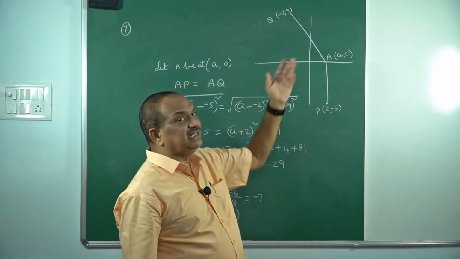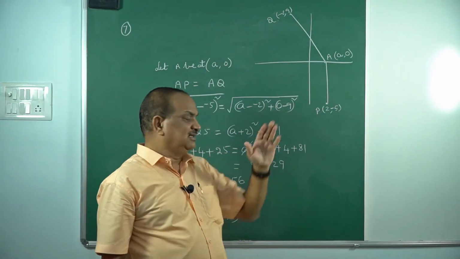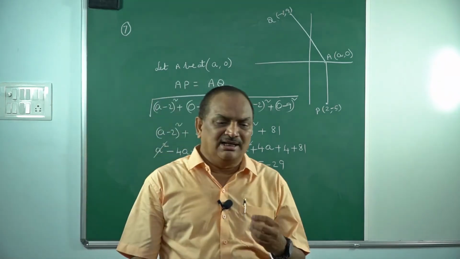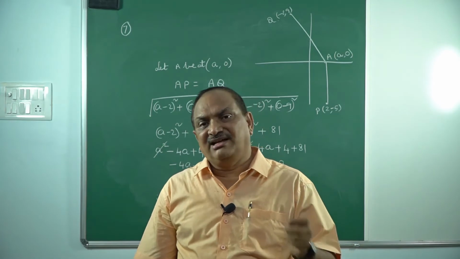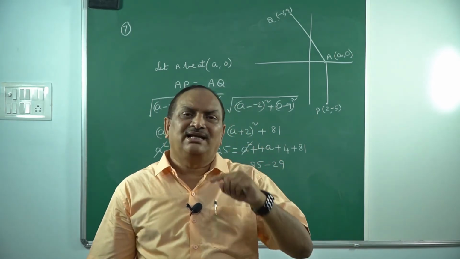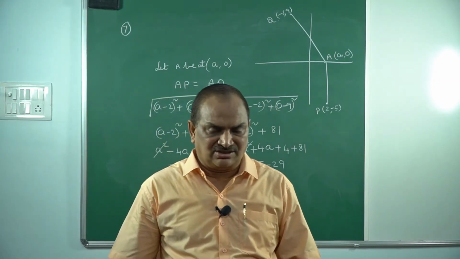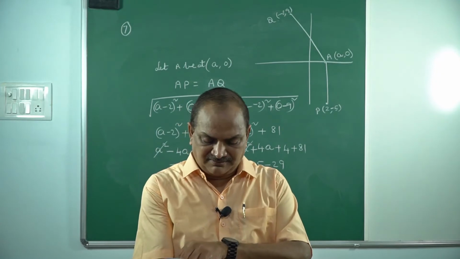We did not know in the beginning, we took the point on that side. It is a point on the x-axis. Don't worry about it. The answer is (minus 7, 0). So you can arbitrarily choose your point anywhere on the x-axis, and finally when you get the answer, you realize that A is on the left side of the origin. Okay, it doesn't make much of a difference, no problem.